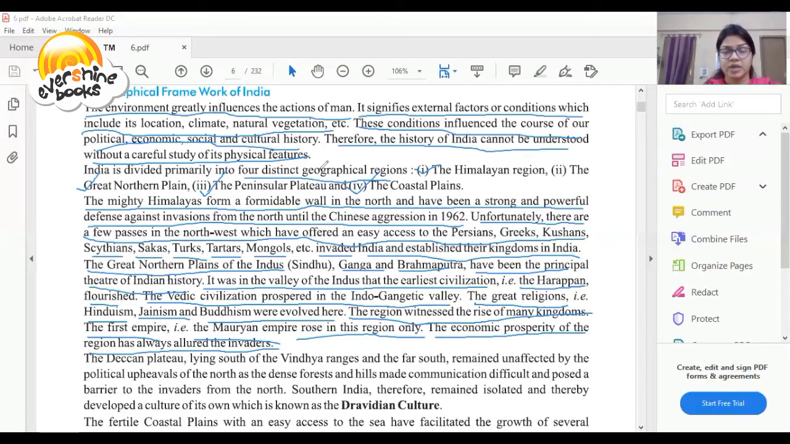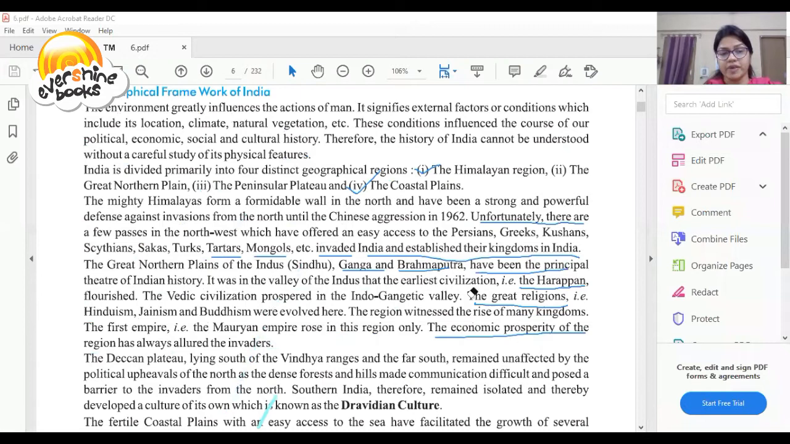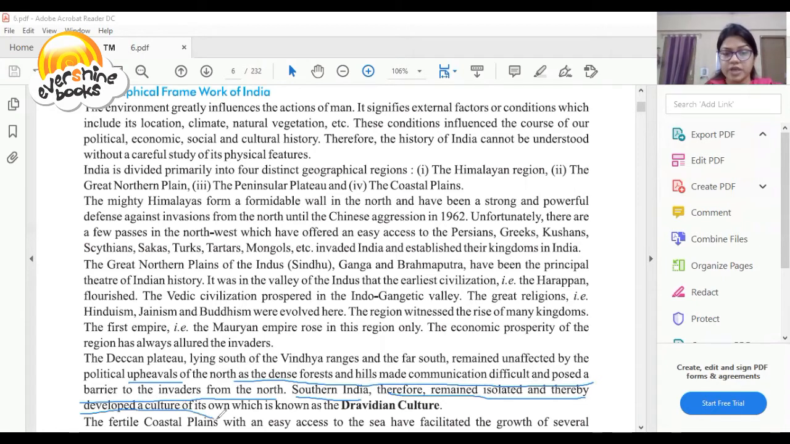So basically, these all depend on the geographical framework of India. The Deccan Plateau, lying south of the Vindhya range and so far from the south, remained unaffected by the political upheavals of the north, as dense forests and hills made communication difficult and opposed barriers to the invaders from the north. Southern India, therefore, remained isolated and thereby developed a culture of its own, which is known as Dravidian culture.